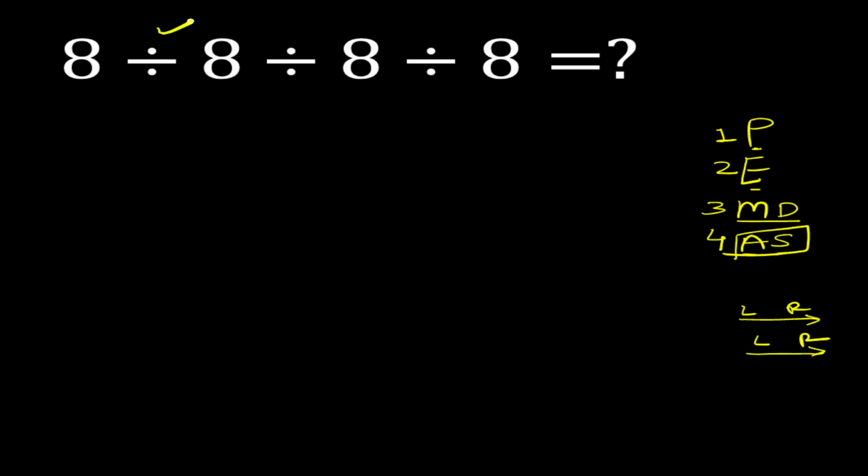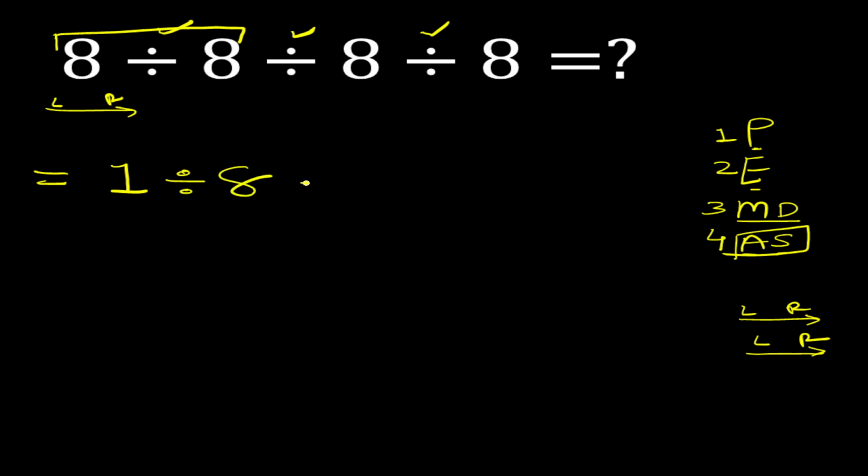So in this question, here we have one division, also here we have one division, and also here we have one division. So all have equal priority, so we have to solve it from left to right. So first we have to solve this division. So 8 divided by 8 is equal to 1. And divided by 8, divided by 8, right?